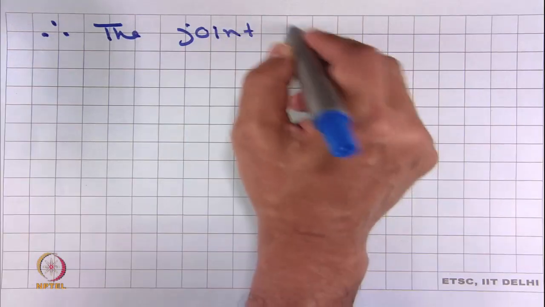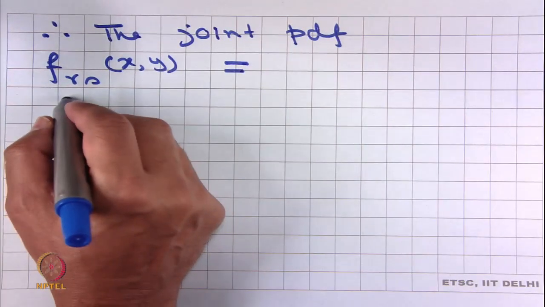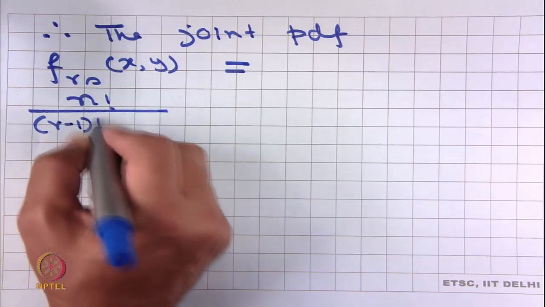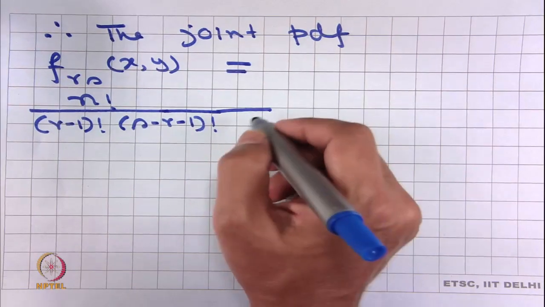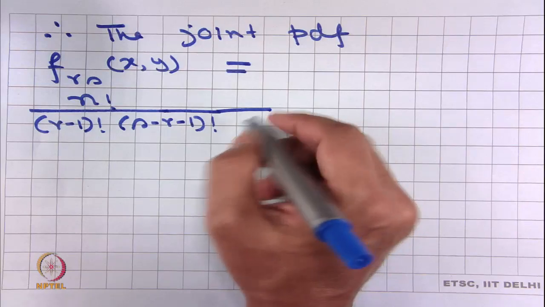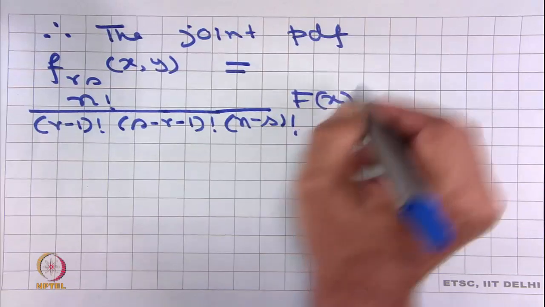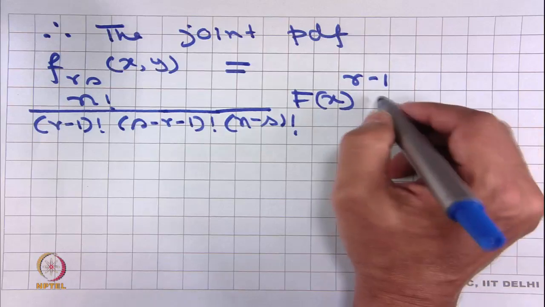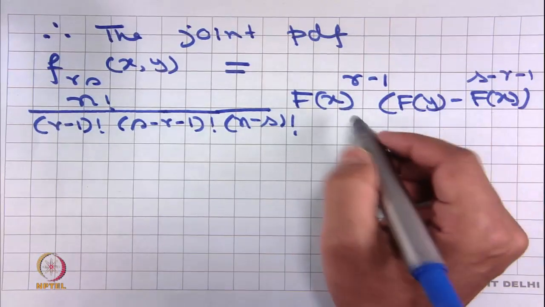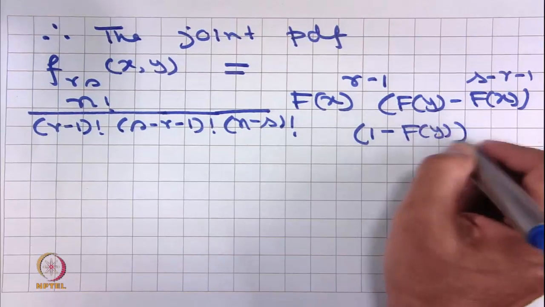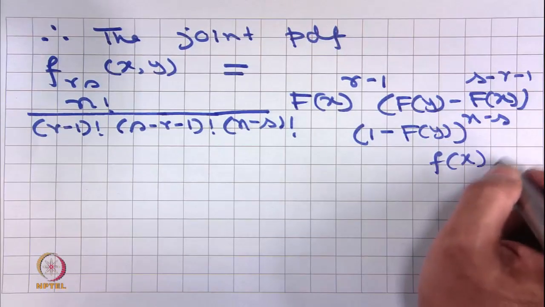the joint PDF f r s x comma y is equal to n factorial upon r minus 1 factorial, s minus r minus 1 factorial, n minus s factorial, into f x to the power r minus 1 into f y minus f x to the power s minus r minus 1 into 1 minus f y to the power n minus s into f x f y.